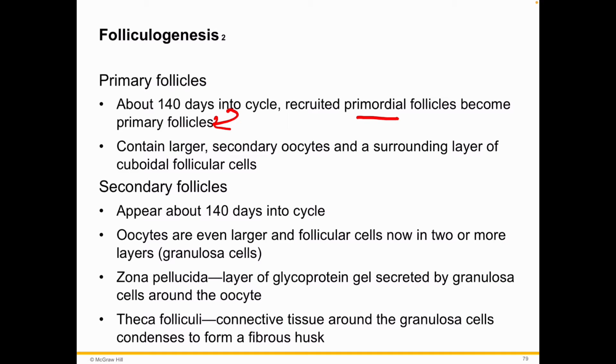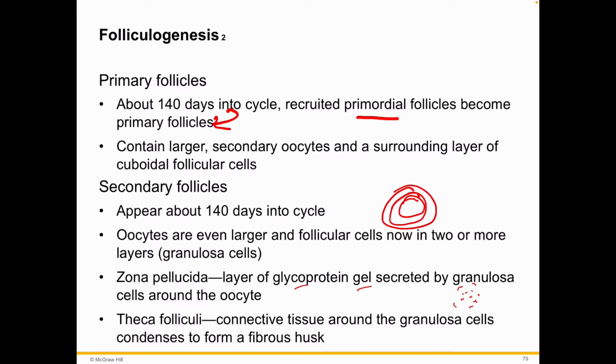Secondary follicles appear around 140 days into that cycle. The oocytes are even larger, and the follicular cells are now in two or more layers, so we are starting to stratify and specialize our layers. The zona pellucida is closest to the oocyte itself, a layer of glycoprotein gel secreted by the granulosa cells that surround the oocyte. Granulosa cells look like little nuclei clustered very close together.